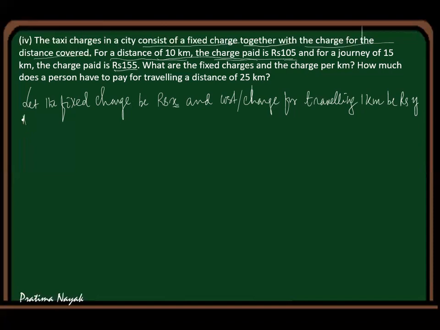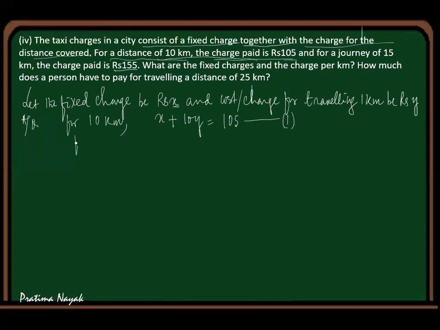So according to the question, for 10 kilometers, how much should you pay? You should pay fixed charge x for sitting in the taxi, availing the taxi, and per kilometer y. So 10 kilometers, 10y. How much is he paying? Rupees 105. This is equation 1.